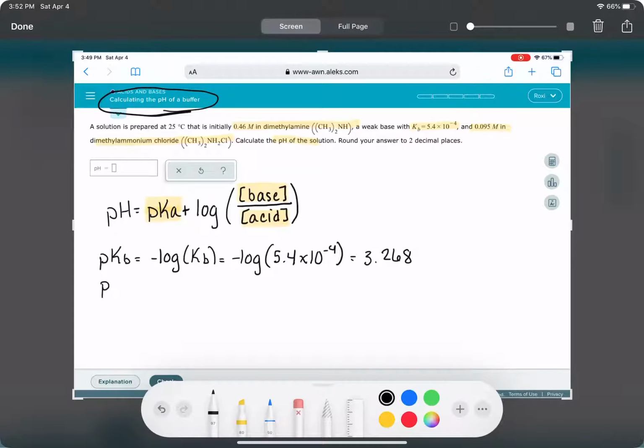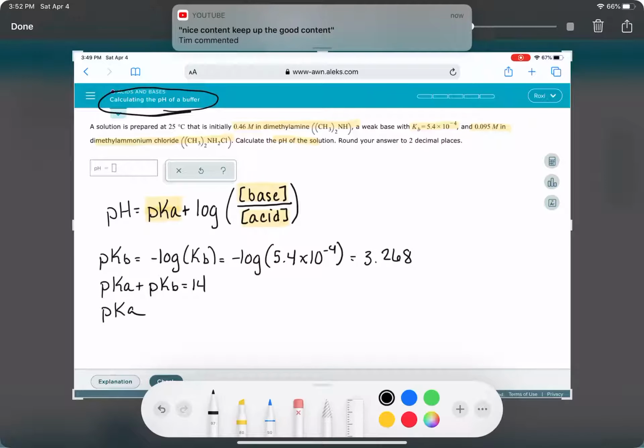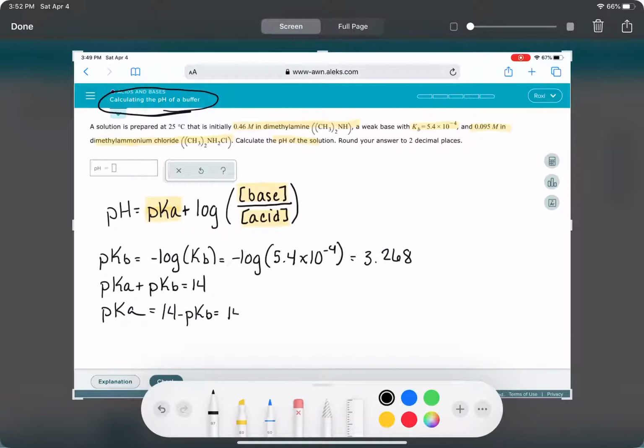And then also the relationship that we have between pKa and pKb: pKa plus pKb is 14. So that means the pKa equals 14 minus pKb. 14 minus 3.268. Our pKa is 10.732. So we can plug that in up here, 10.732 plus log. Now we're ready for the next part.